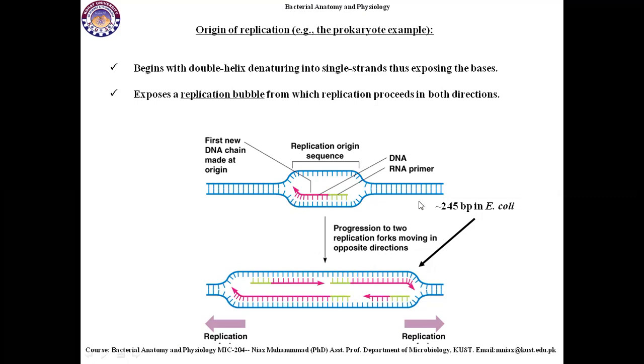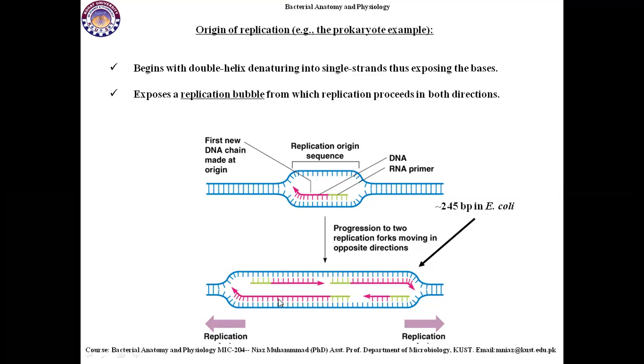Similarly, suppose 245 base pairs in E. coli, progression to two replication forks moving in opposite directions. So replication takes place once the DNA double helix structure is unwound and it provides place for the synthesis of the new daughter strand. So synthesis takes place in two directions.